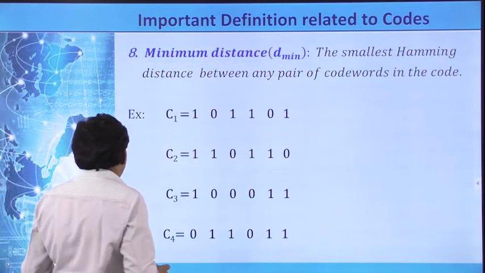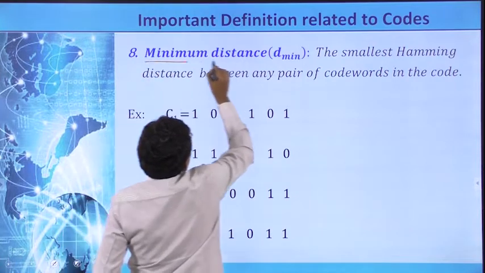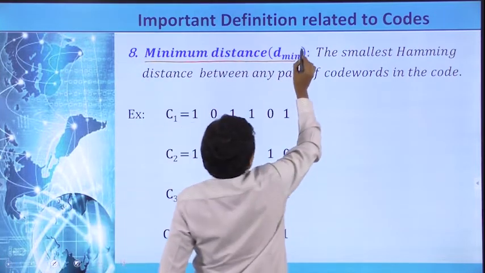The next one is minimum distance. Next definition is minimum distance, which is denoted by d minimum.